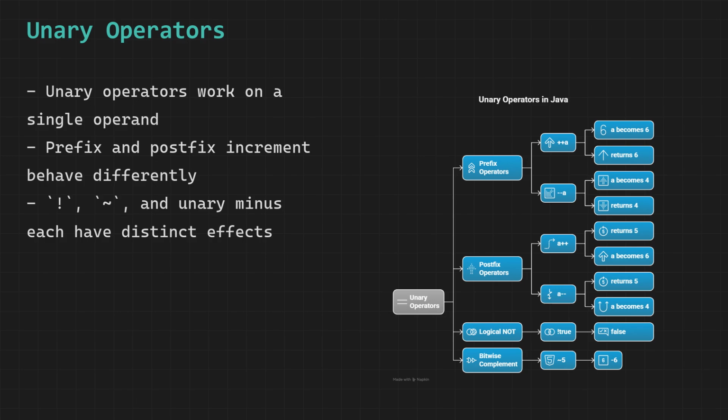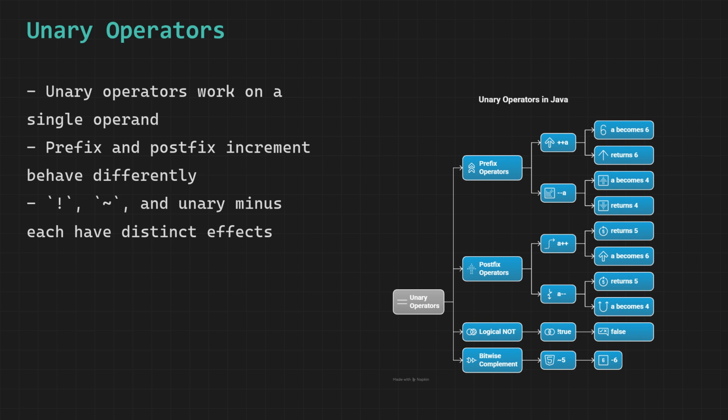In prefix form, double plus placed before the variable name, the increment happens first and then the updated value is used in the expression. In postfix form, double plus placed after the variable name, the current value is used in the expression first and the increment happens after.